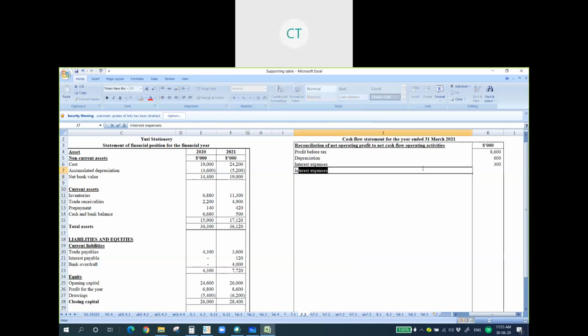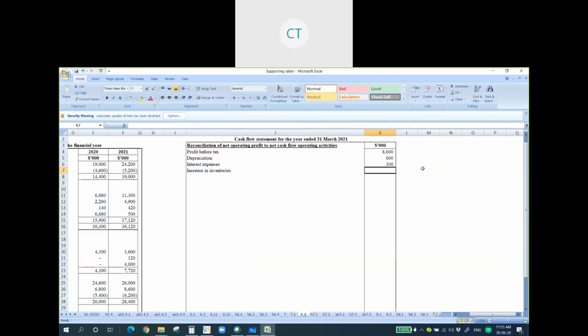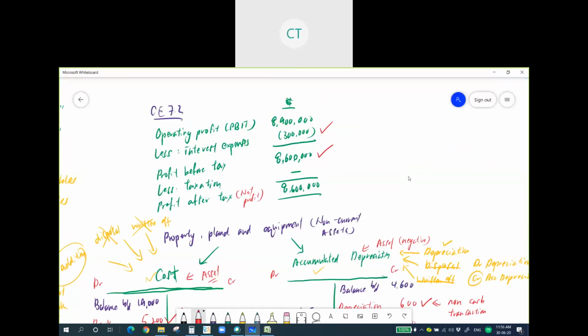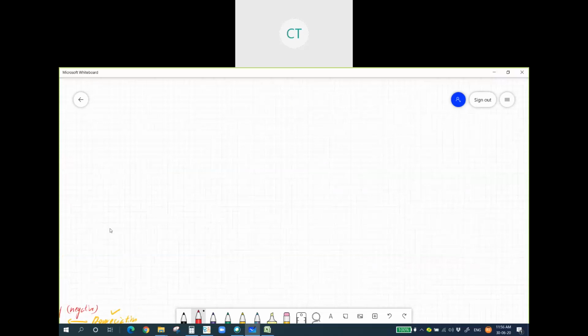Increase in your inventory we consider as a negative amount in your cash flow statement. Let me explain to you why it is negative. So we have 2-year data, 2020 and 2021. So this is our inventory, am I right?